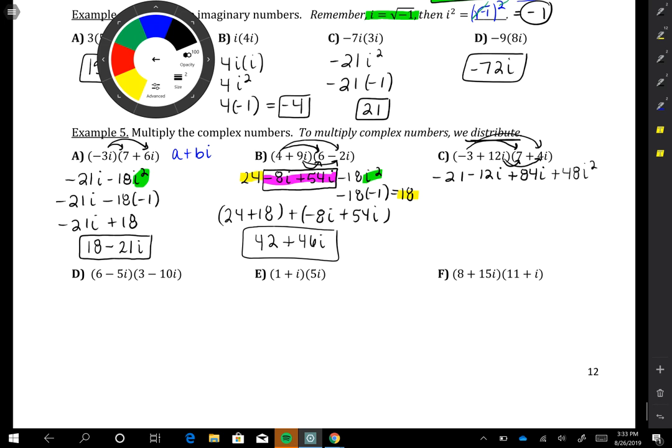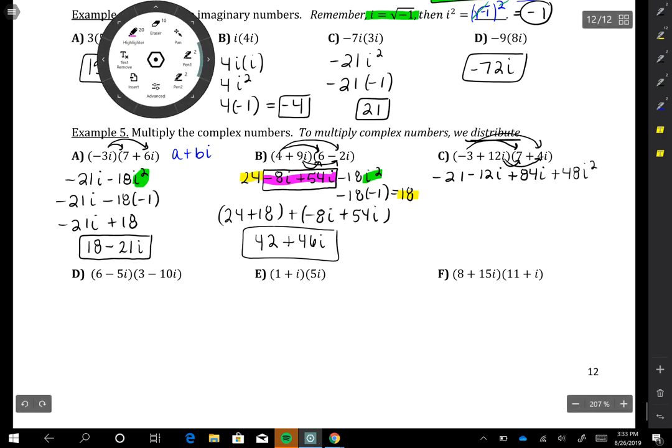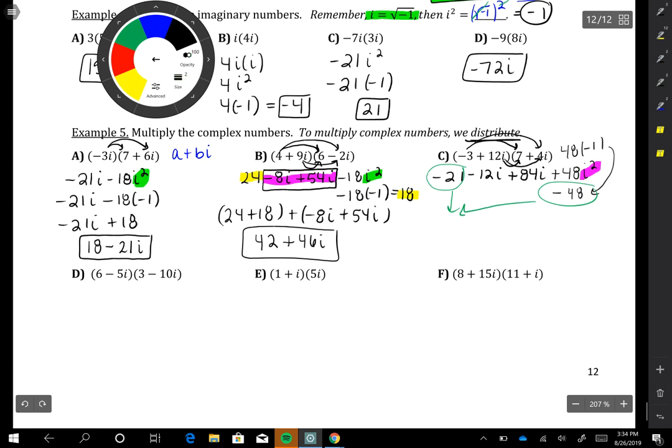However, guys, i squared is negative 1. We have to remember that. So this is really 48 times negative 1, so that's really a negative 48. And that can be put together with my negative 21 out front. When I combine those two things, negative 21 and a negative 48, I get negative 69. Then I have these imaginary parts in the middle, and when I combine those, negative 12i plus 84i, I get a positive 72i.